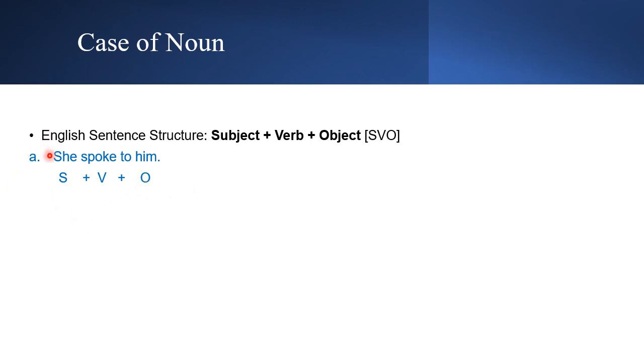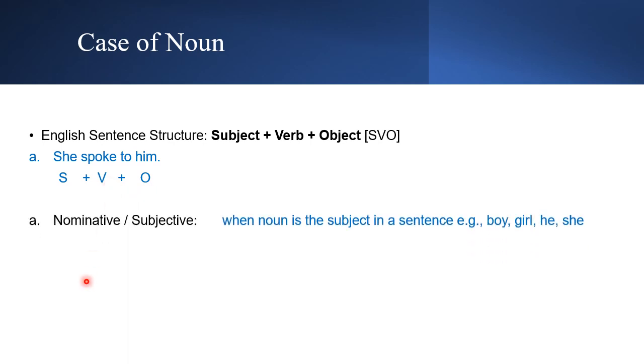So this is the subject. Subject means the person who does something. This is the verb, something that has been done, and this is the person who has received that action. So in this sense, the first thing here, she, is the pronoun she. And remember that these genders, these cases are applied to nouns or pronouns.